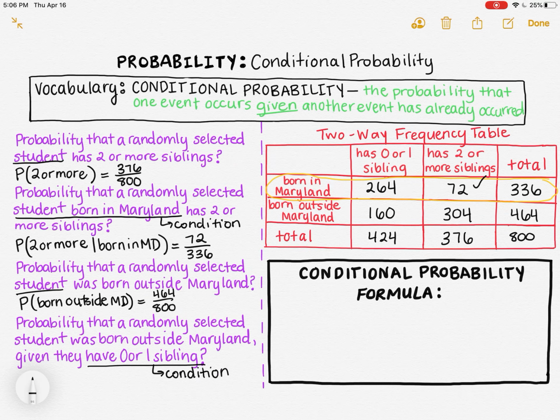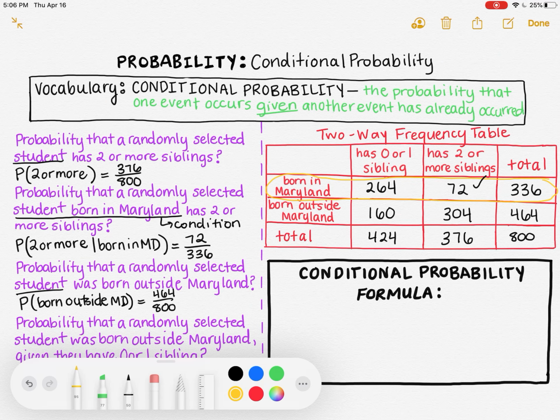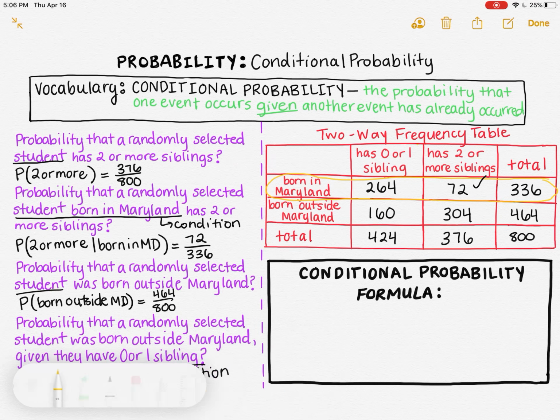Since we're only looking at the students with 0 or 1 sibling, let's go to the 0 or 1 sibling column and circle that again. And I like to call this the circle and check method. So I always, when I know I have a conditional question, I circle what I'm focusing on and then I end up checking my numerator.